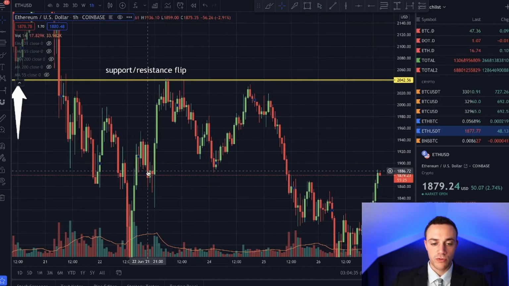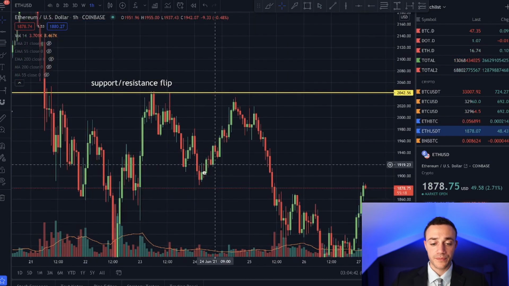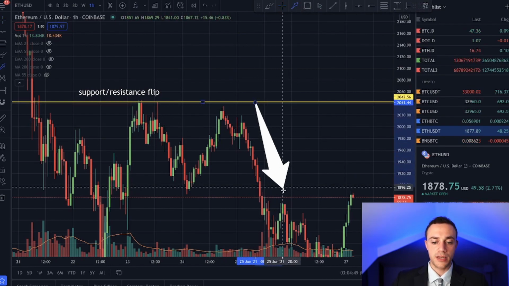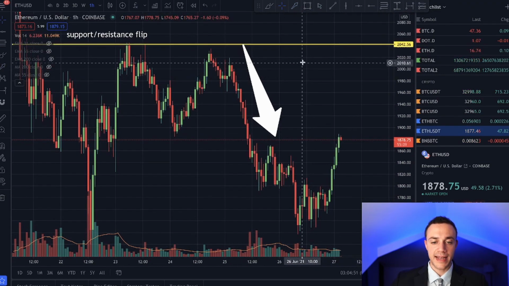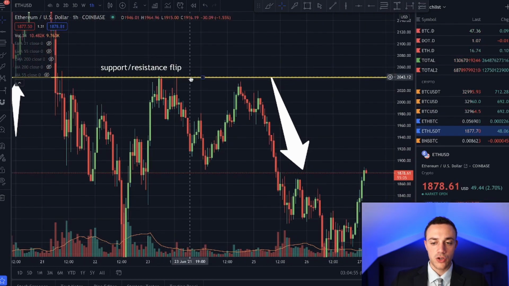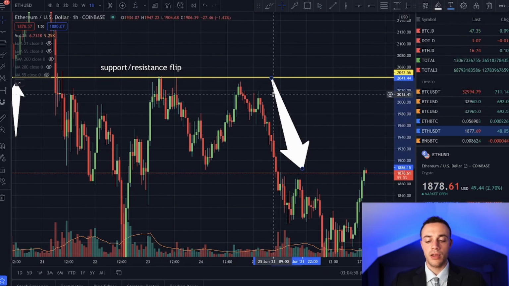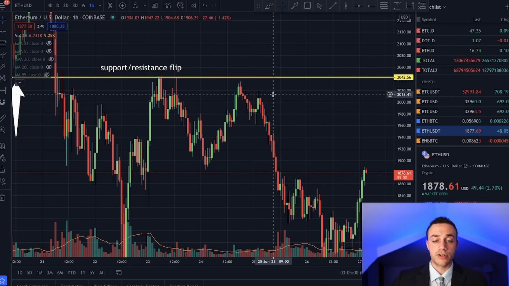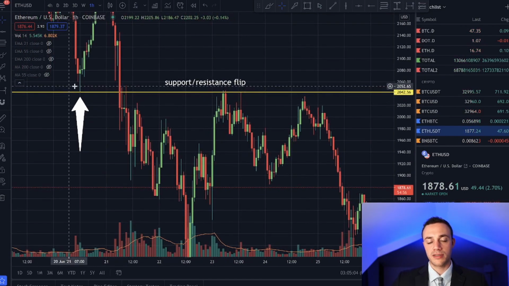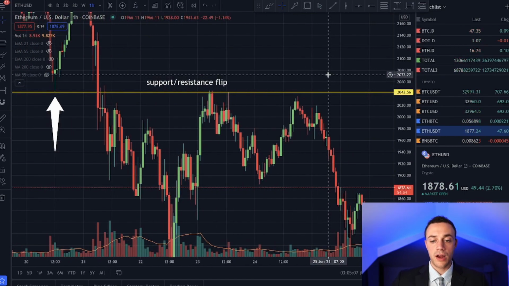Buyers stepped in over here at this level of support on the chart. You can call this a demand zone as well, right? And then we came and tested the highs again near this area of resistance, and the bears stepped in with force and drove price downwards. So this level over here at approximately $2,040, we know is a level of resistance that has worked multiple times in the past, and it's a support resistance flip. So it's a key area on the price chart.